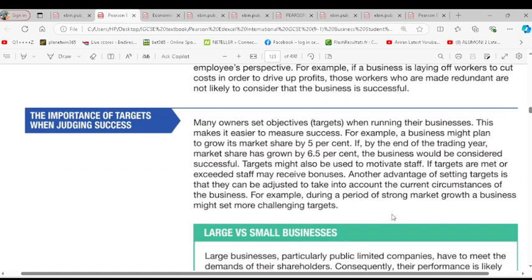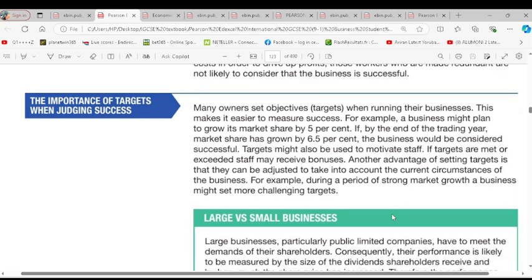Any question about it? But if employees are not happy, then the labor turnover would increase. Workers will start leaving the work and seek better opportunities elsewhere. They are demotivated. So the importance of targets when judging success. Many owners.